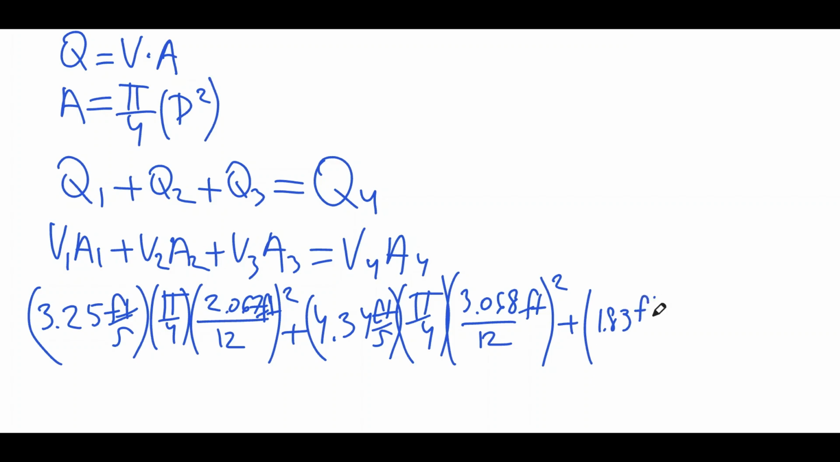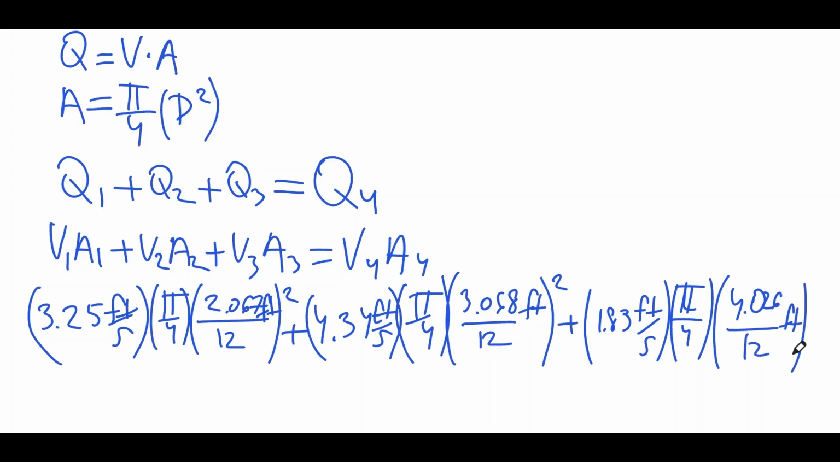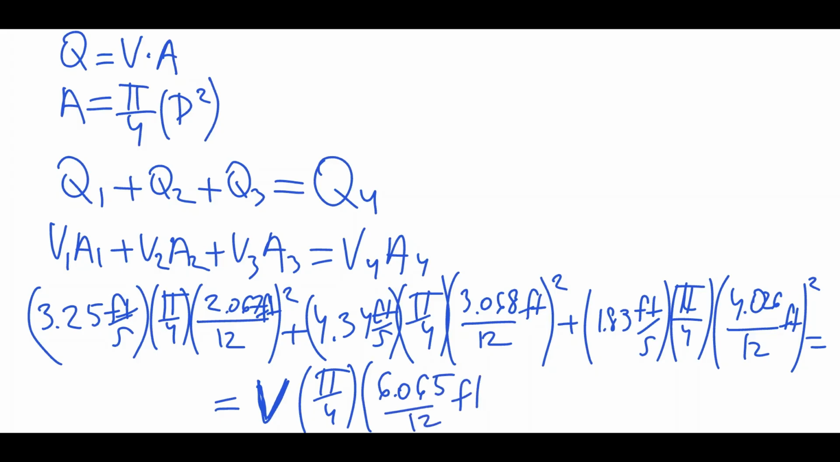1.89 feet per second, multiplied by pi over 4. And then we have the inside diameter of that line, 4.026. That's inches. Divide that by 12. Gives us feet. Equals, this is our flow velocity that we are looking for, multiplied by pi over 4. And the inside diameter of 6.065, divided by 12 feet, squared.